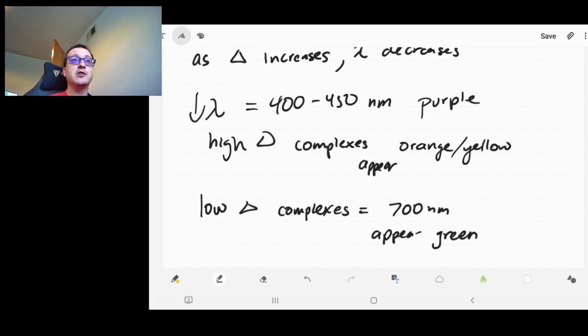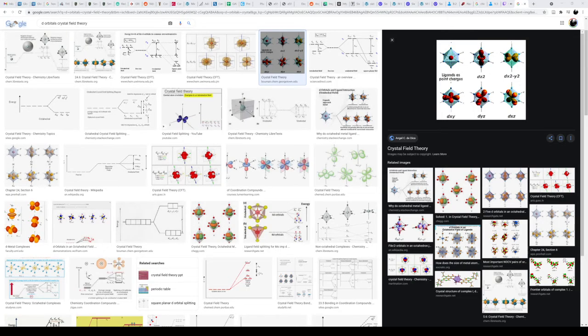Oh, I know what I should do. I should show you d orbitals in crystal field theory. Let's see if we have good examples of this. Yikes. Why do these horrible pictures come out? Okay, well, whatever. Back to Google for us.